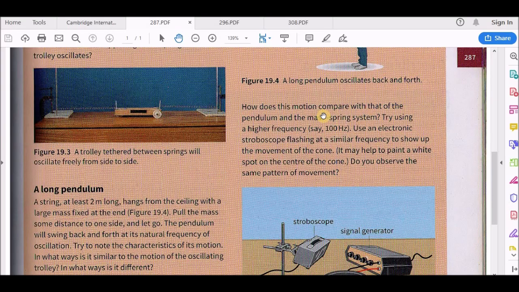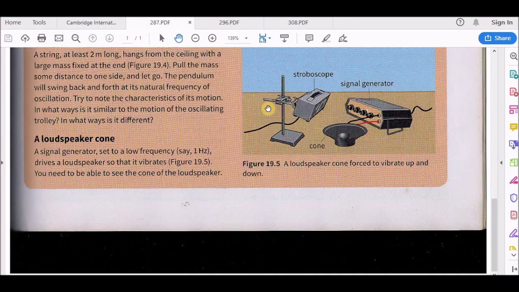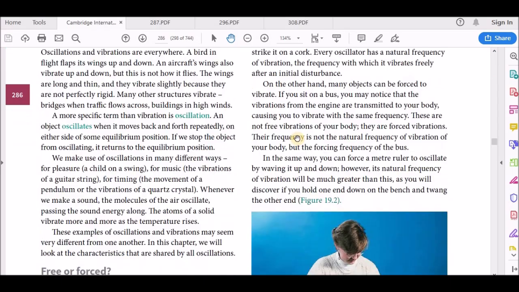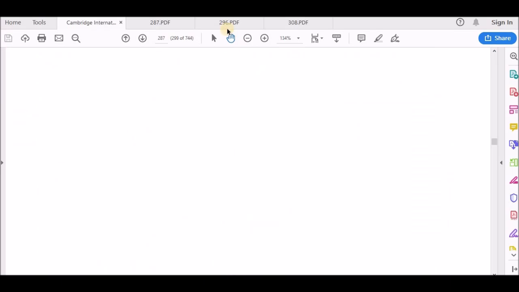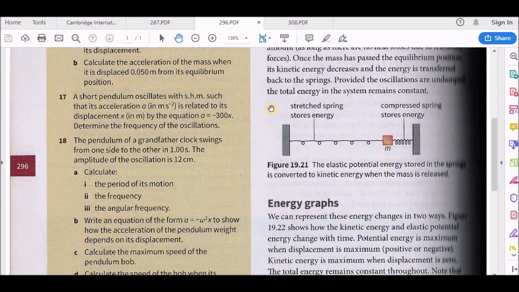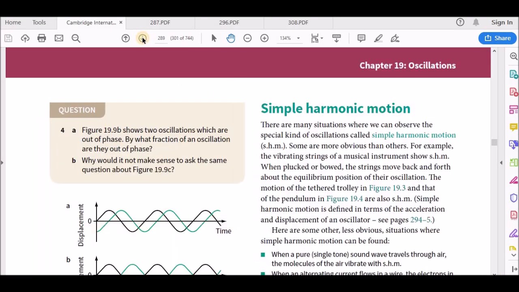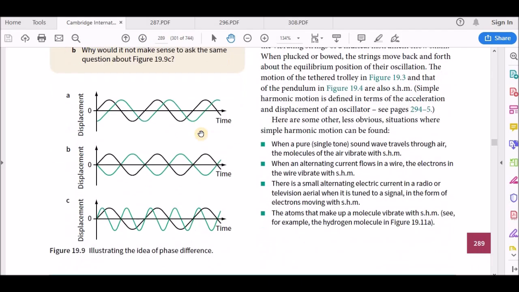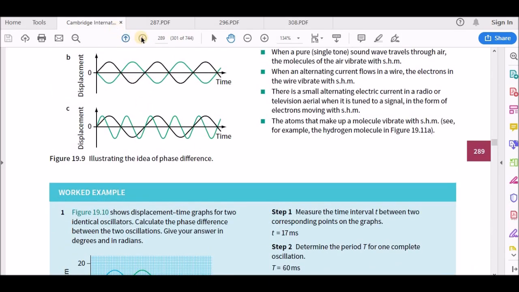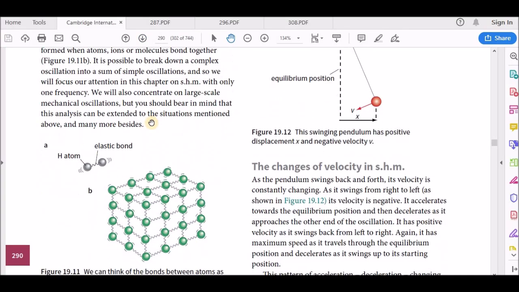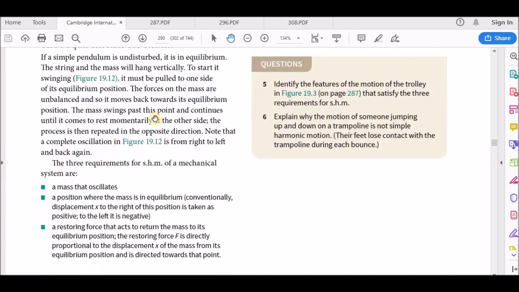So how does it compare with the pendulum and the spring mass system? Again, we have simple harmonic motion. Now I think it's easier if we go through the definition of simple harmonic motion, because you have to study or memorize the definition, since you will have to write that in paper 4. Almost always they ask you the definition of simple harmonic motion, and it is given in your book.